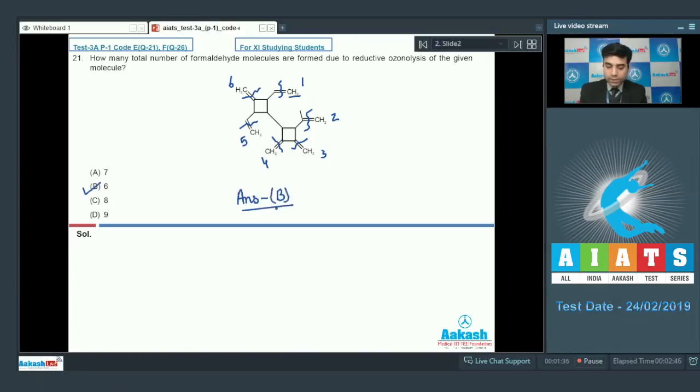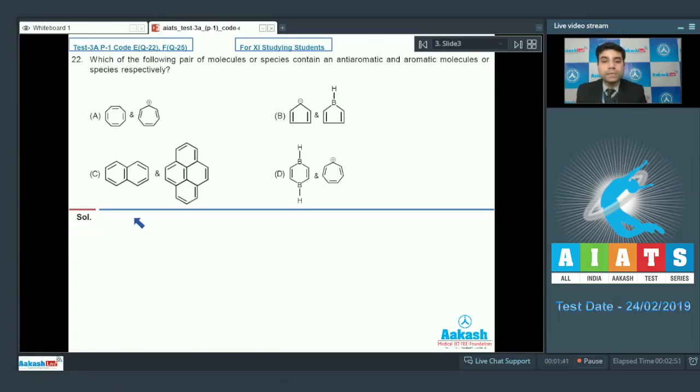Now let's move to the next question. This is the next question we have. It says, which of the following pair of molecules or species contain an anti-aromatic and aromatic molecule or species respectively? So students, here we have 4 options. For each option we have 2 species. So according to the question, the first species should be anti-aromatic. The second should be aromatic.